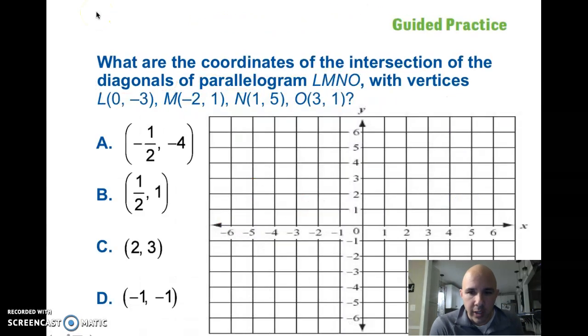All right, this is your chance to try to work this problem out. It's the guided practice. This is the last example that I'll be showing you guys. I think the first thing you'll want to do here is make sure you label each of these points. You're plotting it on the coordinate plane, and then you're trying to figure out what is the intersection of those diagonals. The same thing we did last time.